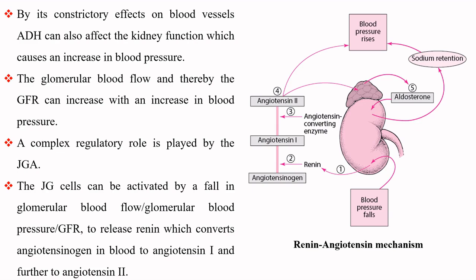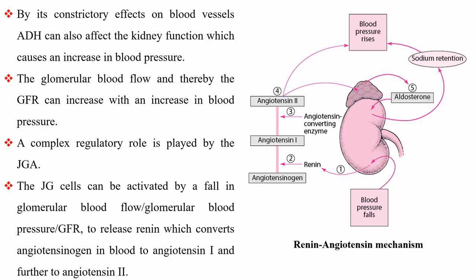By its constrictory effects on blood vessels, ADH can also affect the kidney function, which causes an increase in blood pressure. The glomerular blood flow and thereby the GFR can increase with an increase in blood pressure. The complex regulatory role is played by the JGA.